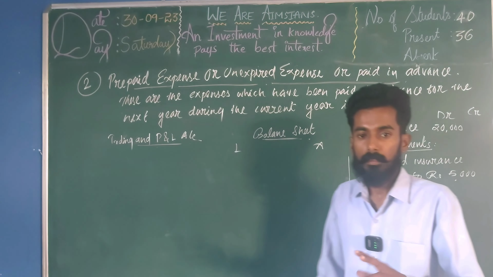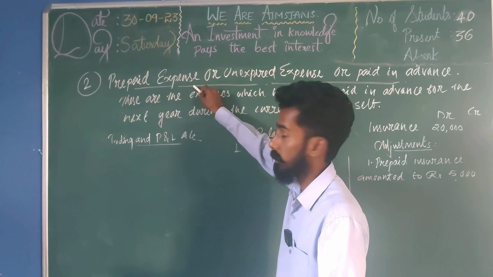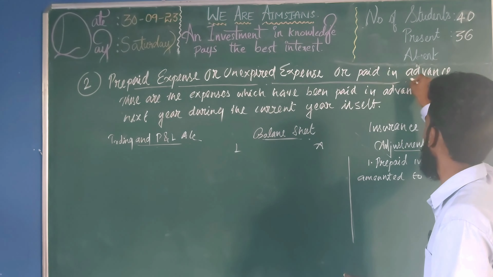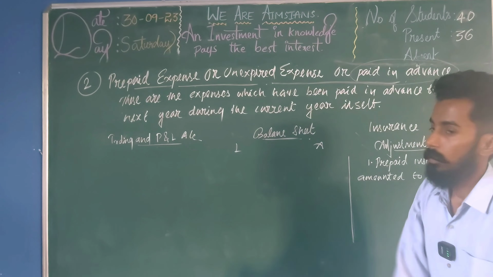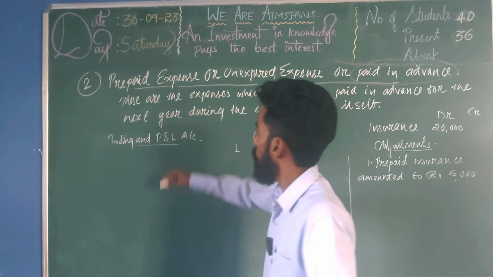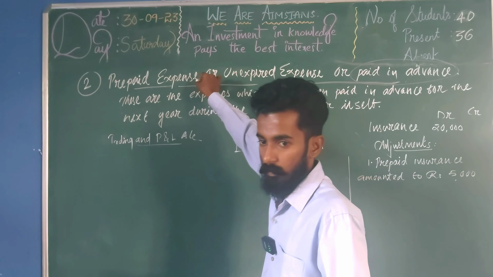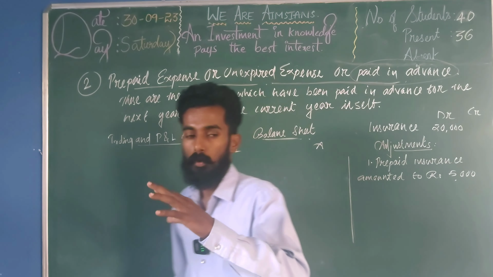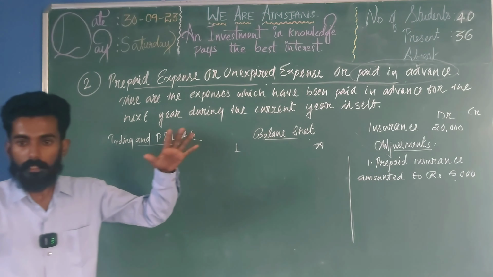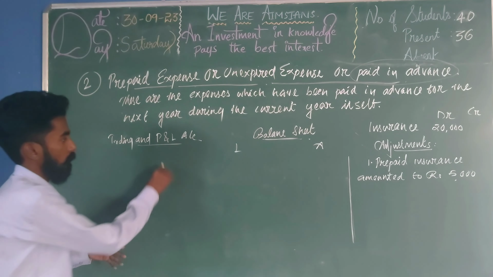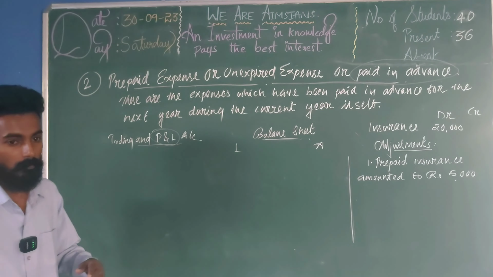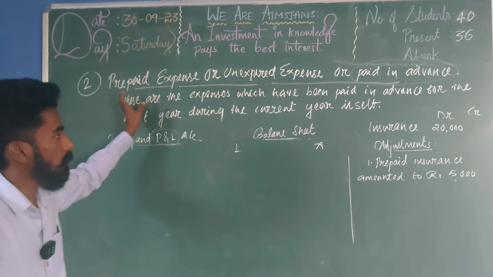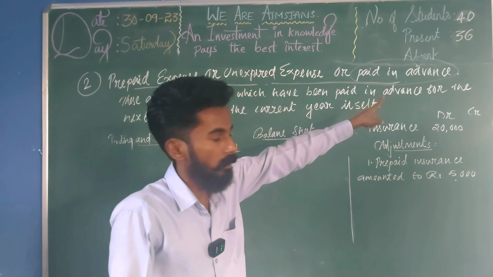In financial statements with adjustments, the second point is prepaid expense, or unexpired expense, or expense paid in advance. We have already discussed what the direct expenses are, which affect the trading account, and what the indirect expenses are, which affect the P&L account. Here we are going to discuss prepaid expense.